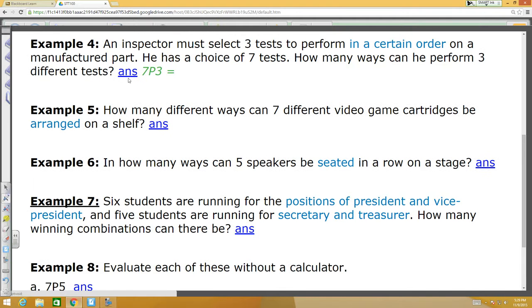Okay, so that is permutation. How many different ways can 7 different video game cartridges be arranged on the shelf?